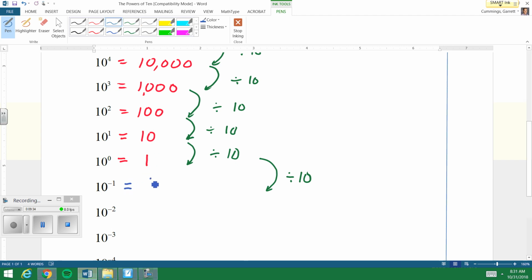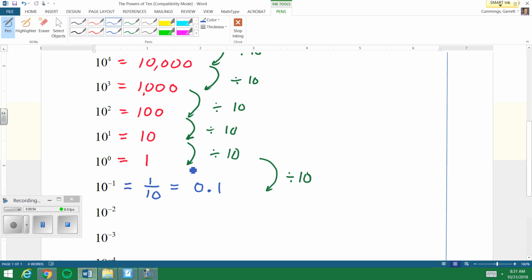So if I divide 1 by 10, I have the problem 1 over 10. Well, that could be considered the fraction 1/10. That's absolutely fine. Or that's also equal to 0.1. 1/10. It's also 10 cents.